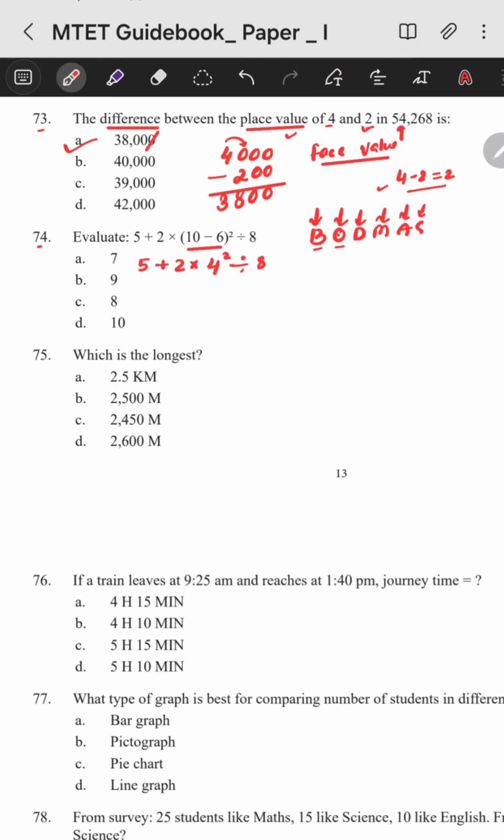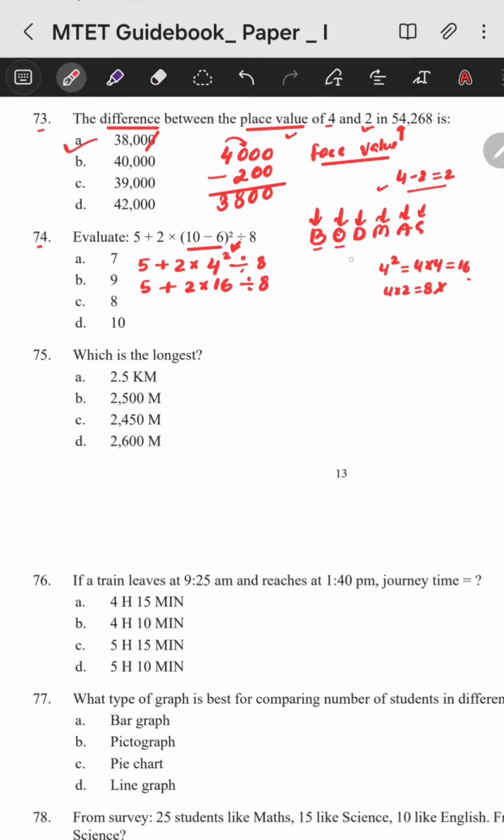Now no more brackets. Let's check for order now. Yes, the power, the exponent given here, we have to simplify first. 5 will come down as it is, plus 2 into 4 square. We know 4 square means 4 into 4, that means 16. Don't write 4 into 2, that will be 8, it will be wrong. So 4 square means 4 into 4, that is 16. Let's write 16 now, and then divided by 8.